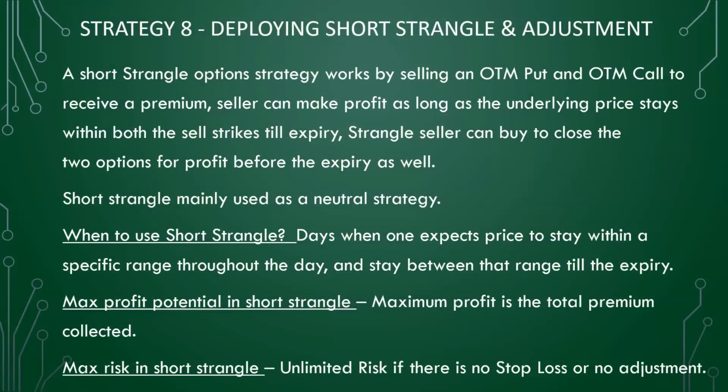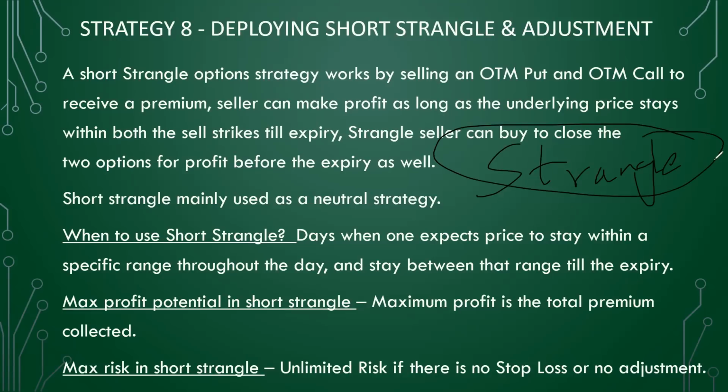Guys, now we are coming to the next non-directional based option selling strategy. This is strategy number 8, and that strategy is deploying a short strangle and adjustment. It happens to be one of my favorite strategies in non-directional based trading. If you go and ask option sellers, most of them will tell you that their favorite strategy is the straddle. Straddle is a favorite because you get maximum premium compared to strangle, since it is at the money option, and at the money options always have better premium.